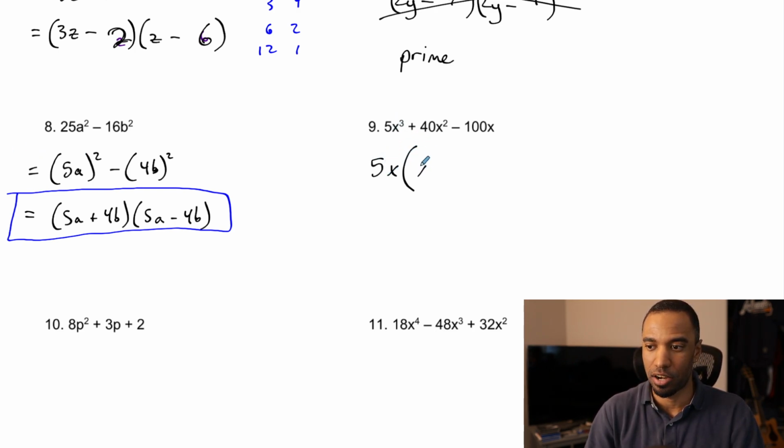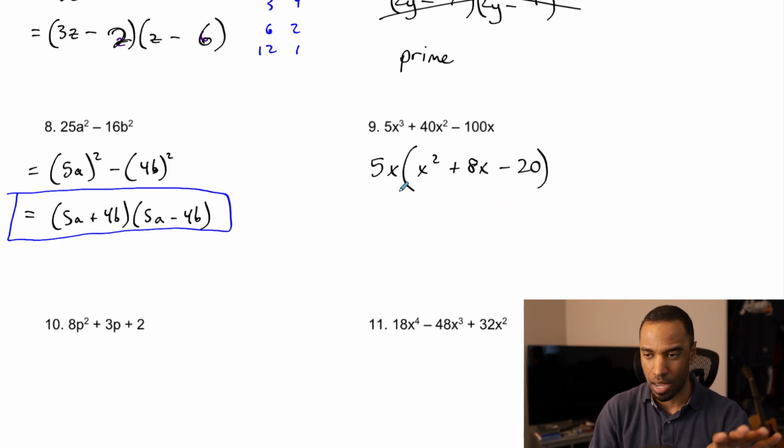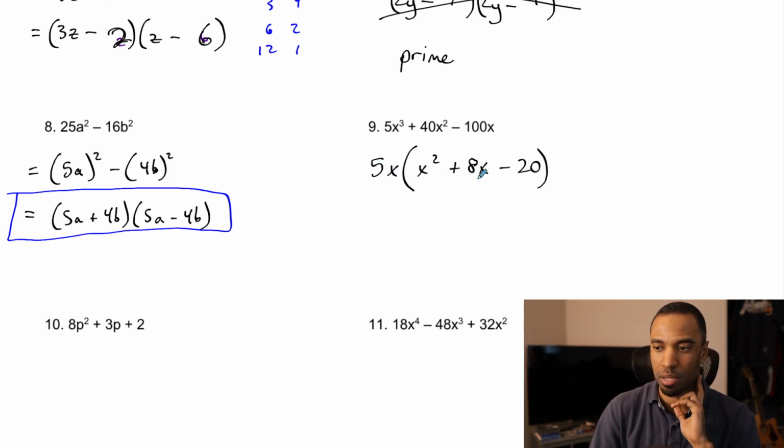I factor 5x out of here, I'm left with an x squared. 5x times 8x is 40x squared, and 5x times negative 20 is negative 100x. So now I have to see if I can factor this inside part right here. Now, if I couldn't, that doesn't make this factorization prime. I already did some factoring. However, there's more factoring that can be done here.